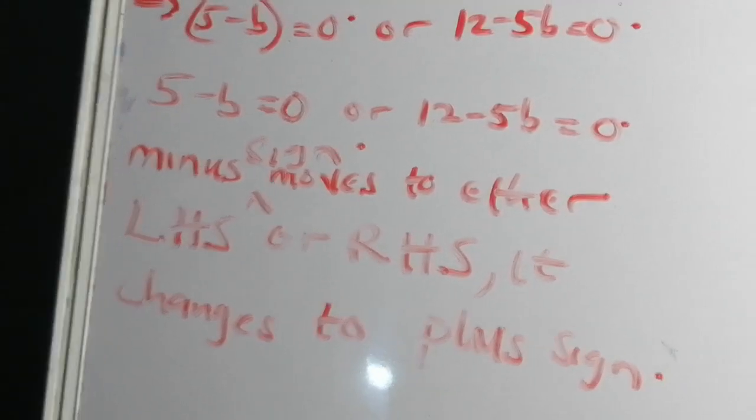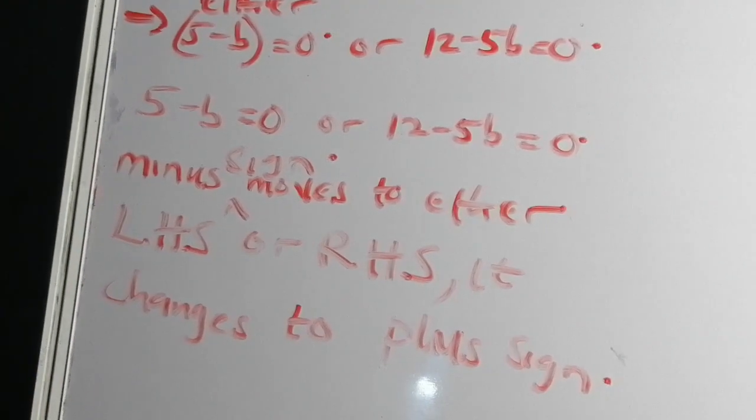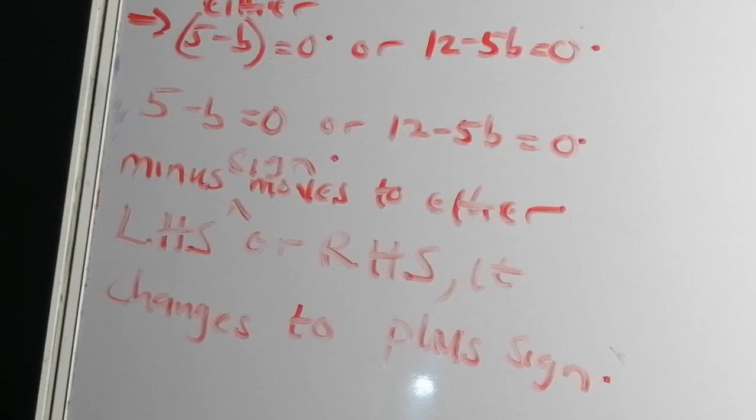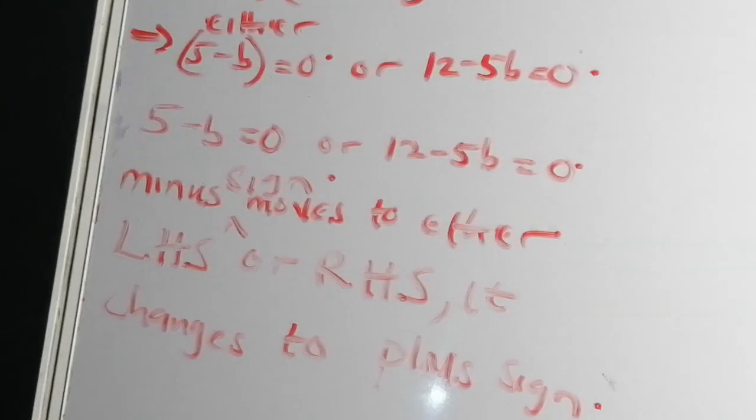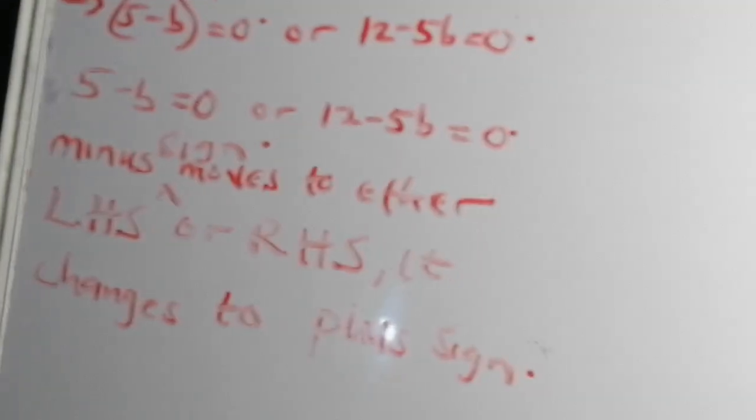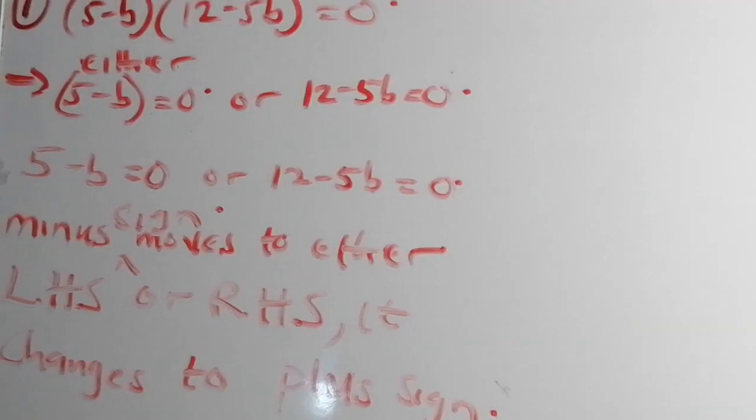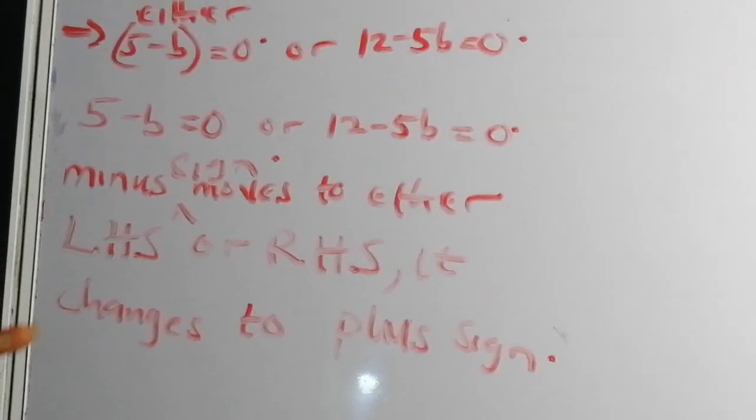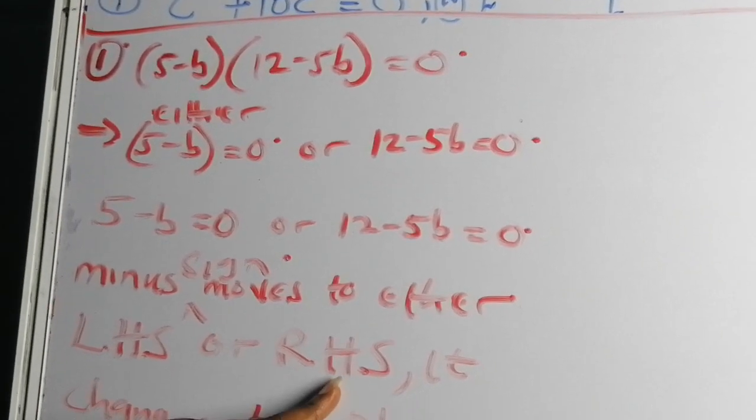So this is very important. If minus sign moves to either left hand side, you know your left, which is English. That was why I said English is the same thing as mathematics. Some people say I like English, I don't like maths. But if you don't understand English, there is no way you'll be able to solve mathematics, because most of the mathematics is written in English. As I'm presenting it right now, I'm communicating to you in English, which shows that it's very, very important. So minus sign moves to either left hand side or right hand side.